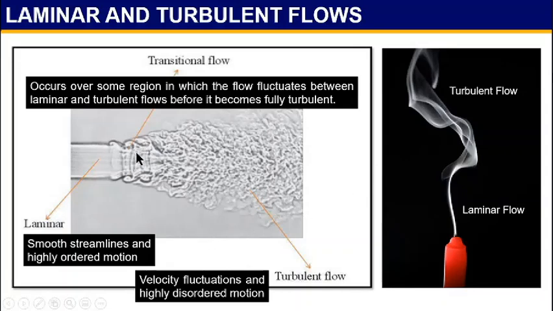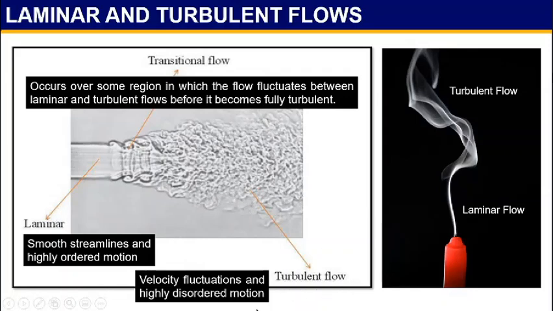Between laminar and turbulent flow is called transitional flow. What is transitional flow? It occurs over some region in which the flow fluctuates between laminar and turbulent flows before it becomes fully turbulent. So we have laminar, and then it will transition, which is called transitional flow, and then it will become fully turbulent flow.